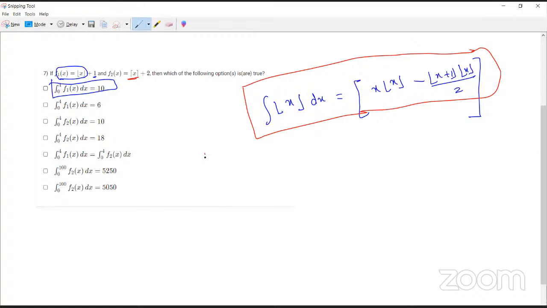See, the ceiling value of 2.4 will be 3, and the floor value will be 2, right? So can I write it like this: ceiling value of x will be floor value of x plus 1? Yes. So can I integrate on both sides? Yes, sir. This integral I already have here, right? So I am writing it in a proper way.